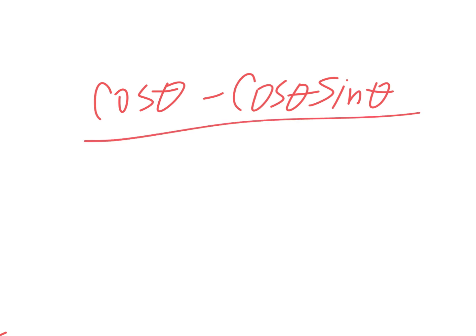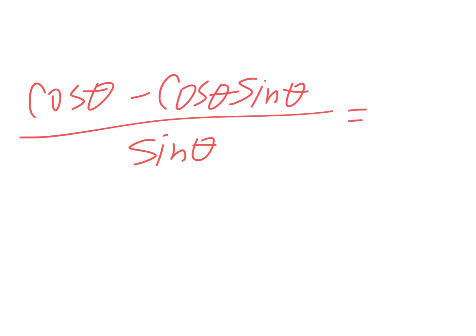Cosine theta minus cosine theta sine theta all over sine theta. And that all equals 0. You're going to use my favorite thing. You're going to set things equal to 0. You're going to make sure that you don't have extraneous answers. This is a beast. And honestly, it could have even been worse than this, but this is pretty bad.